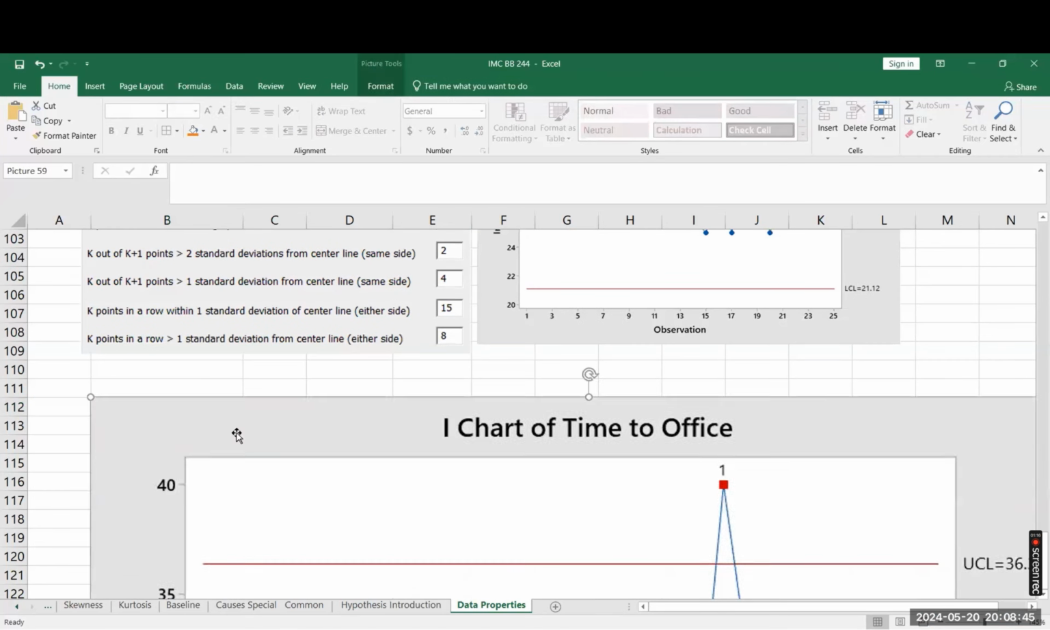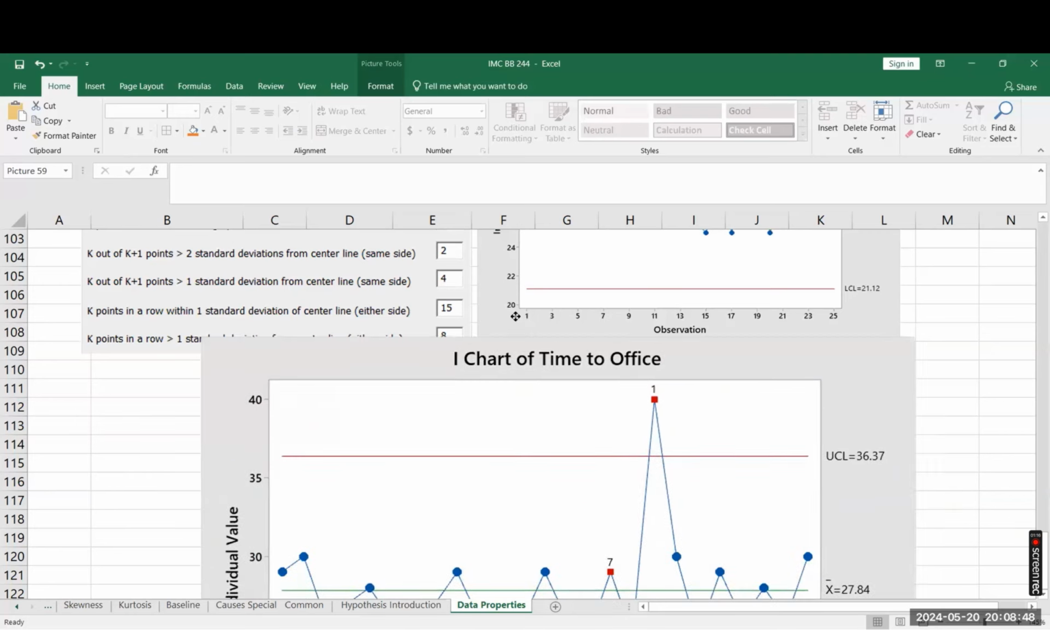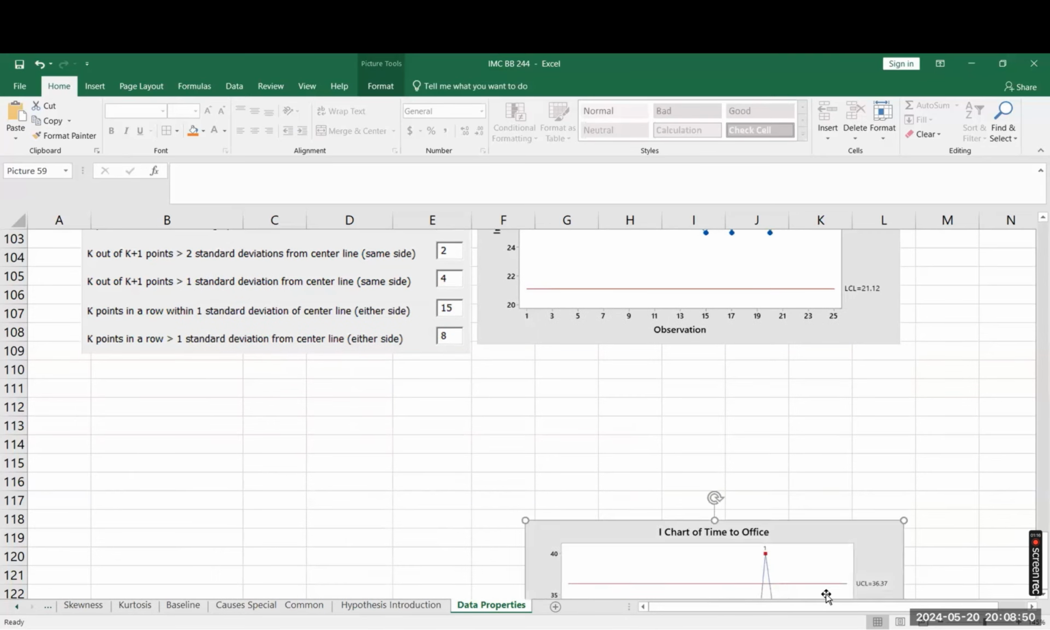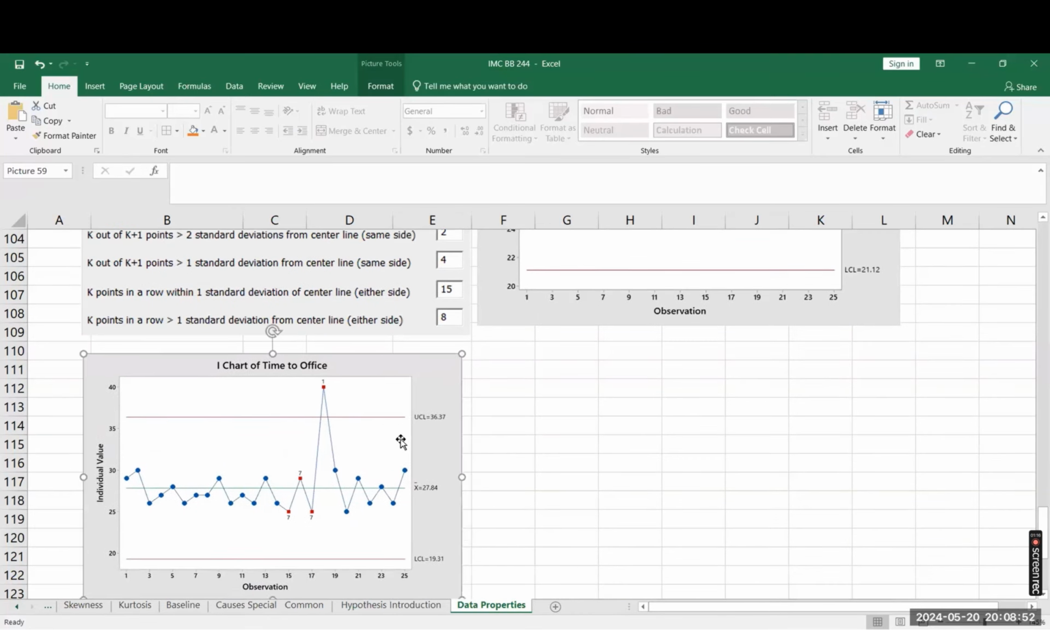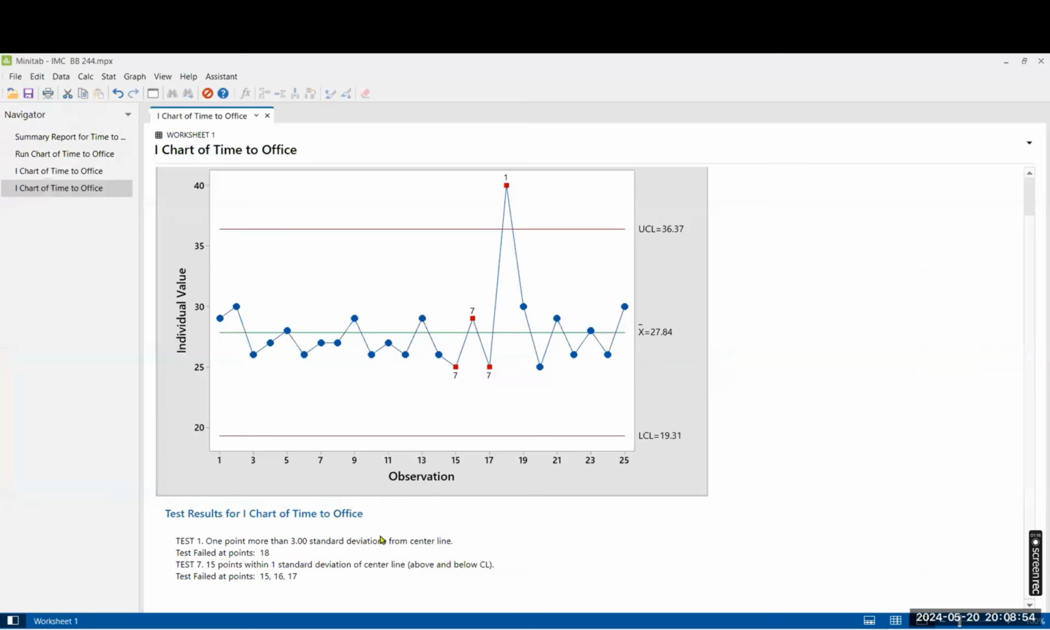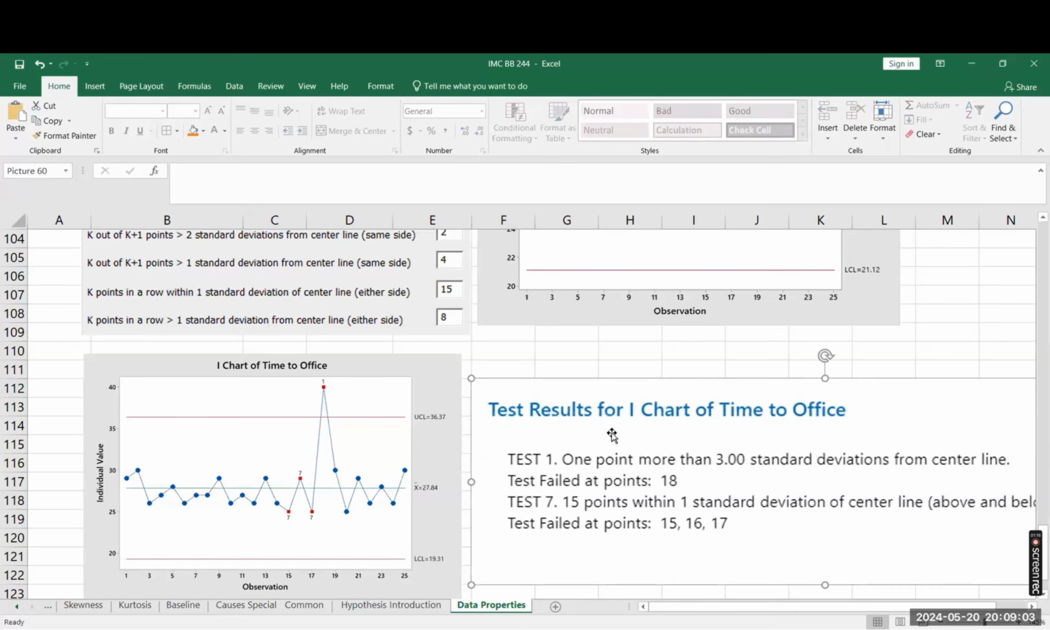I hope it is clear to everyone. Minitab has the identification capability. It will identify which rule is failing and automatically explain it at the bottom, like this has explained for you.